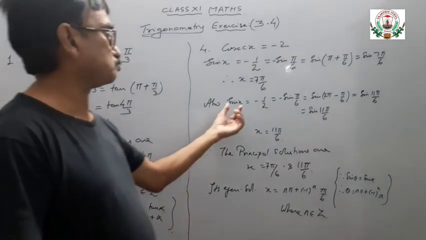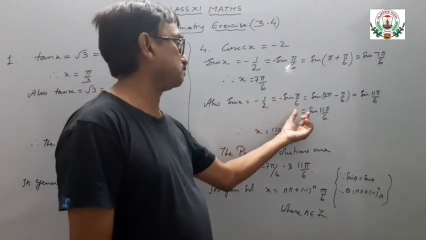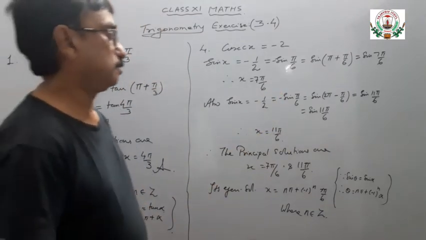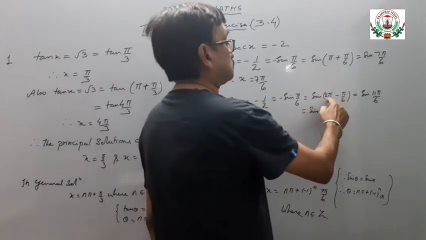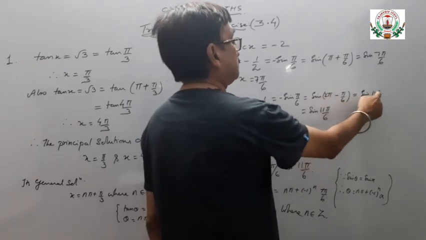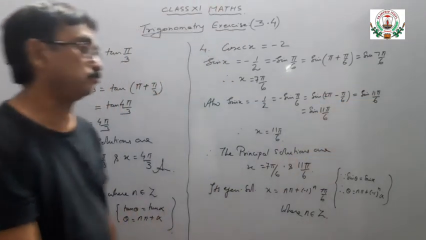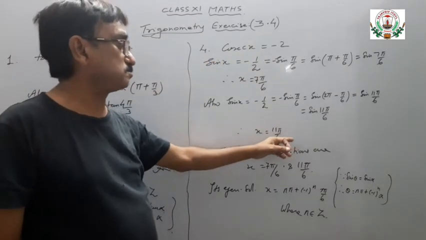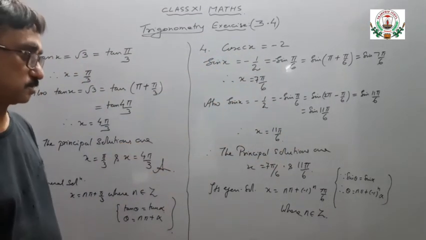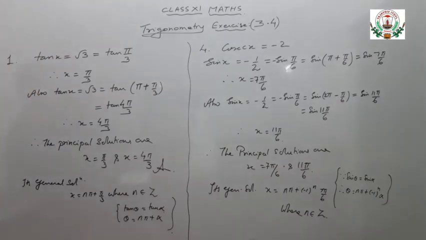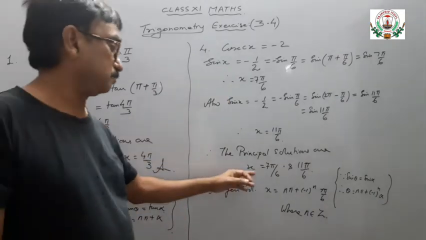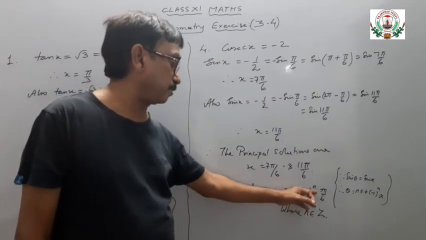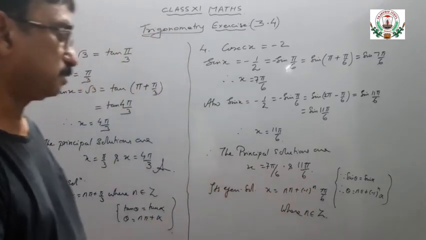And sin x equals minus 1 by 2, minus sin pi by 6; it is also negative in the fourth quadrant. So for the fourth quadrant, 360 minus theta, it will become sin 11 pi by 6. So the second principal solution of this equation cosec x equals minus 2 is 11 pi by 6. And its general solution, taking the first one, the lowest one, is x equals n pi plus minus 1 to the power n into 7 pi by 6.